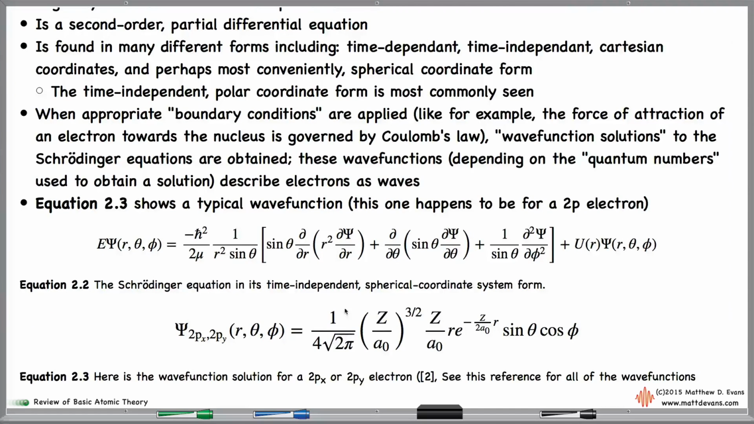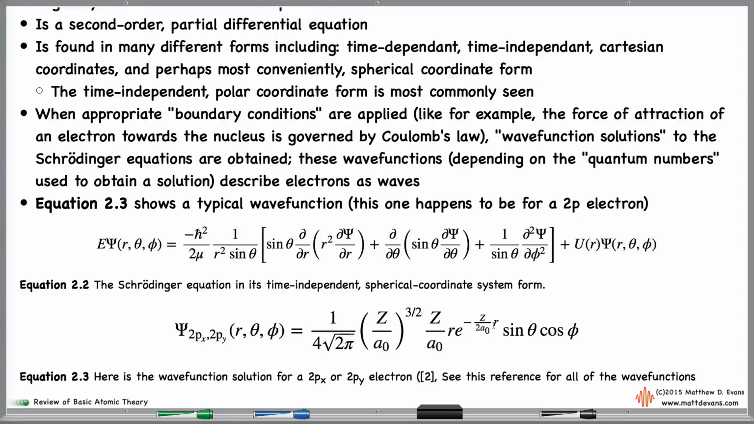Now here's just one example of a solution to the Schrödinger equation. This one happens to describe either a 2px electron or a 2py. It really doesn't matter because it's the same solution. And the coordinate system is r, which is the radius. Theta is that angle about the z-axis, I suppose. And then phi is the angle from the z-axis. And so hopefully you've seen this in math class, the spherical coordinate system.